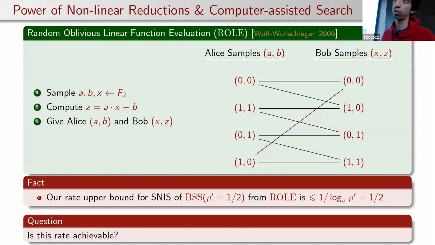This result is interesting because in our Eurocrypt paper, we also had nonlinear reductions, but they achieved the same rate as the linear reductions achieved. So this is that source distribution. Alice gets sample (A, B) and Bob gets (X, Z), such that A, B, X are uniform and Z is equal to AX plus B. Our rate upper bound for SNIS of BSS with maximal correlation half is half. And the question is, is this rate achievable or not?